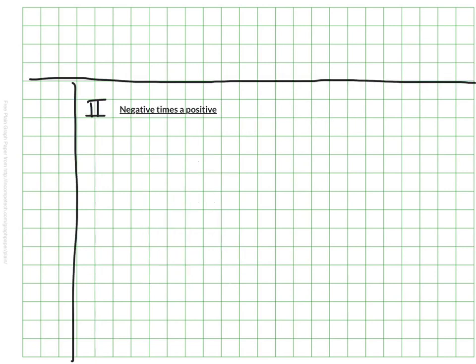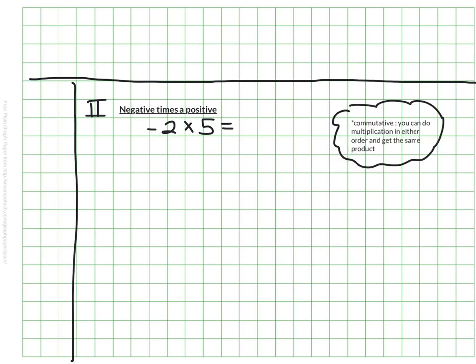And we can do the same with a negative times a positive. An example of this might be, I'm going to pick some different numbers here, negative 2 times 5, right? A negative 2 times a positive 5. But actually, because multiplication is commutative, we could rewrite this as 5 times negative 2, right? And then it's set up just like we had in example number 1.